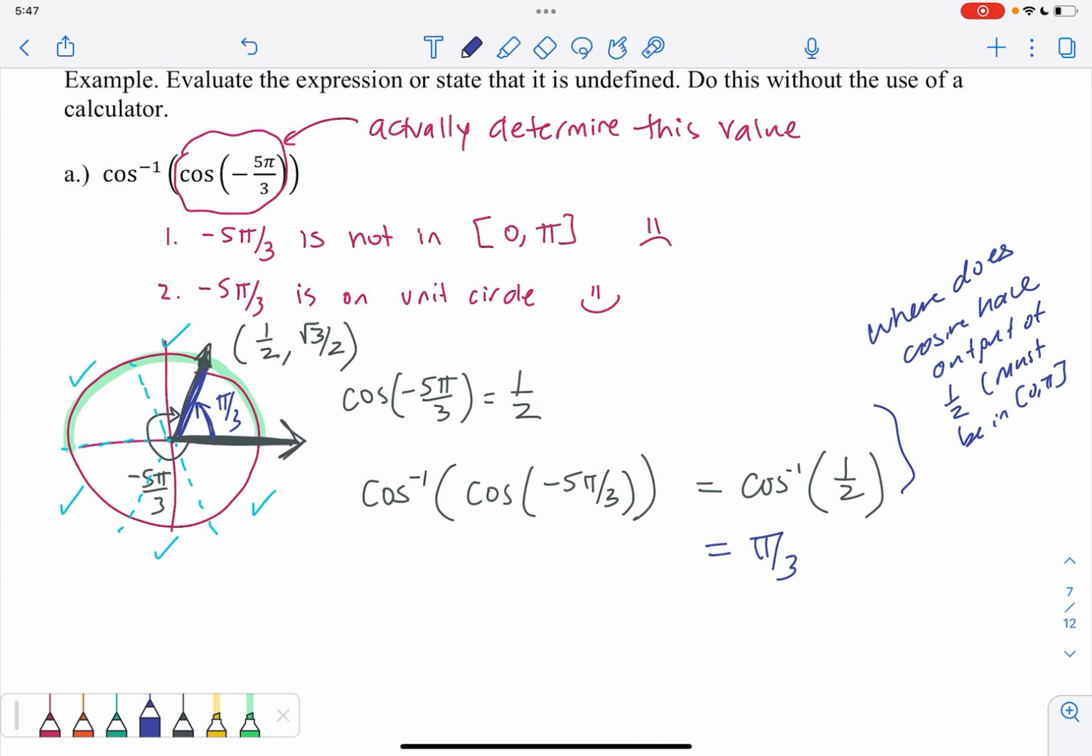So here I just kind of did it in steps, right? I was actually able to find the value of that inside function, cosine of negative 5 pi over 3, and then this output becomes the input for cosine inverse, and then I'm able to find the angle where cosine is equal to 1/2 that occurs in 0 to pi.